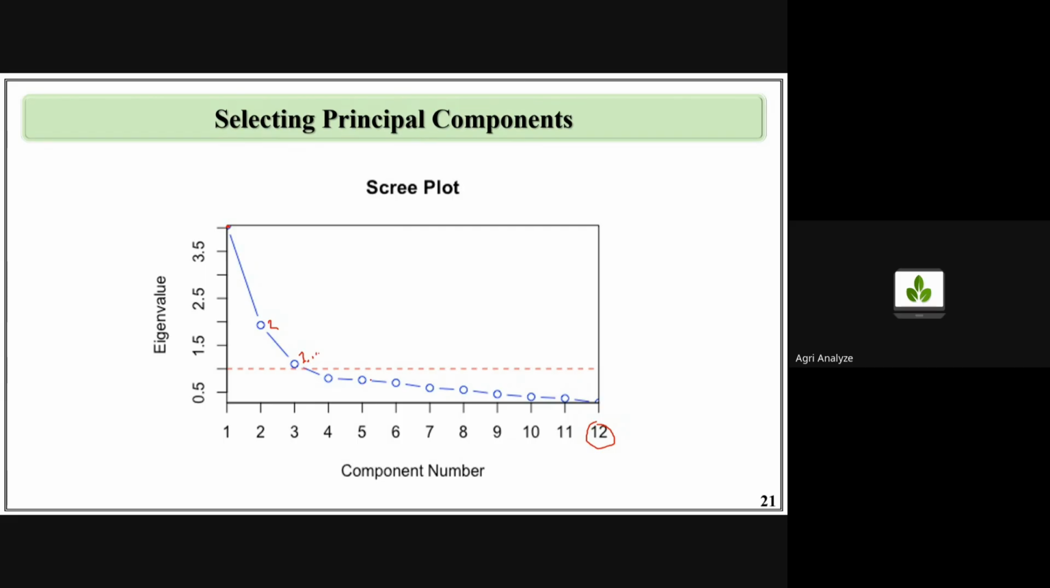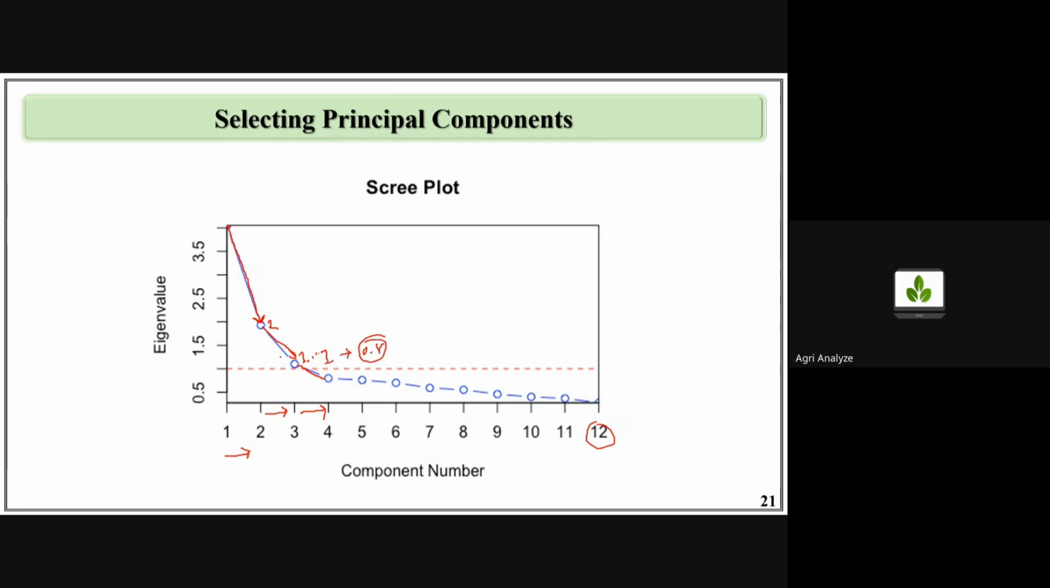Based on the scree plot, we can see that from PC1 to PC2 the eigenvalue is drastically decreasing, from 4.2 directly to 2. Moving from 2 to 3, it is also drastically decreased, from 2 to 1. But from 3 to 4, it does not decrease significantly. It goes from 1 to only 0.8 something.